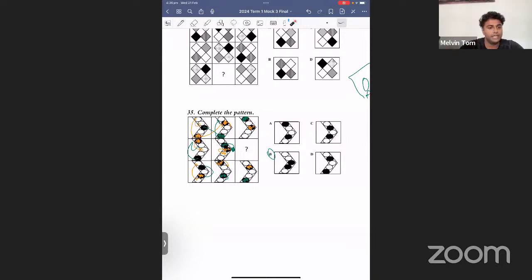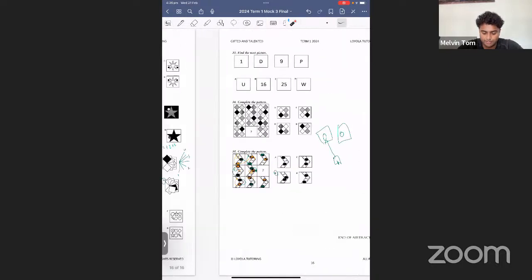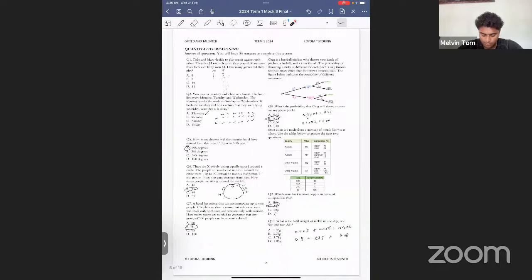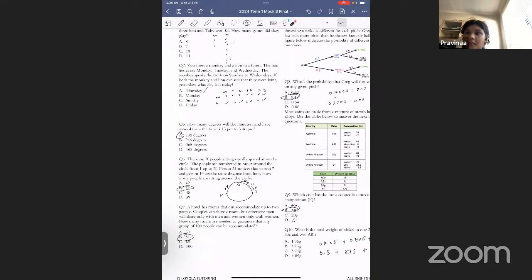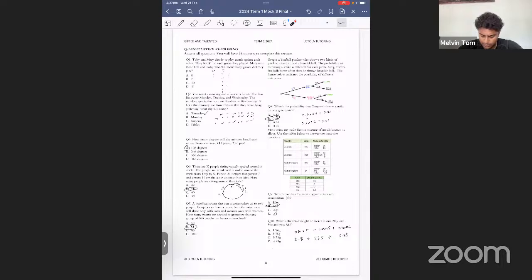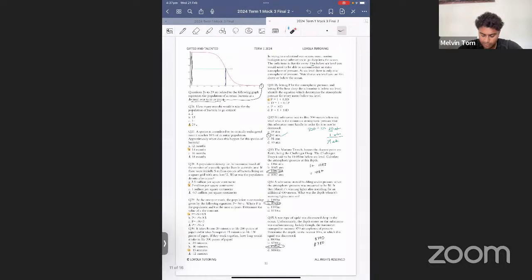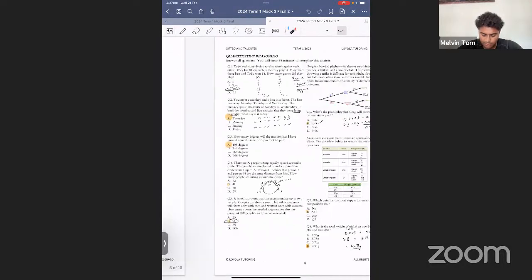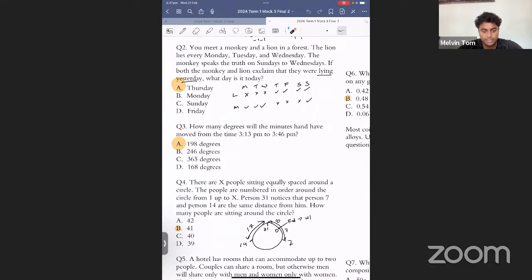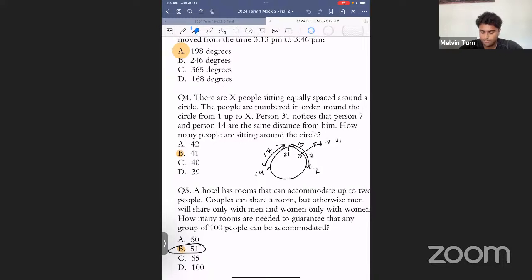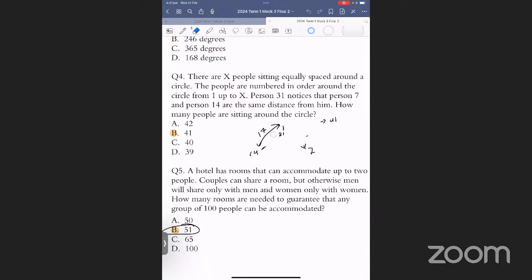All right. Next, Jal, question number 4, quantitative reasoning. Wait, this is the incorrect numbering. Let me take a look at that. 3.1, 3. Oh, there you go. All right. Jal, question number 3, this one here, Jal? Or sorry, 4, this one? Yes. All right, let's take a look, Jal.